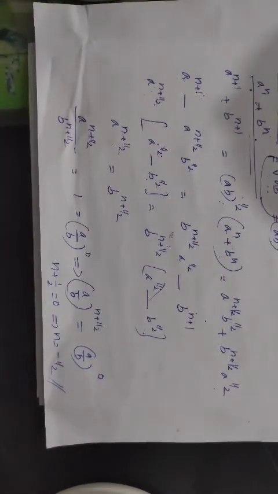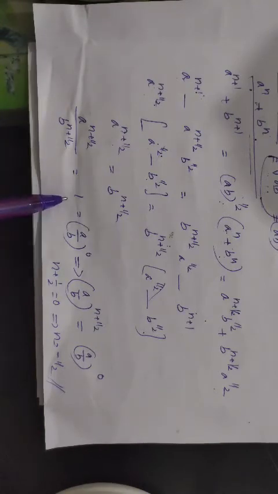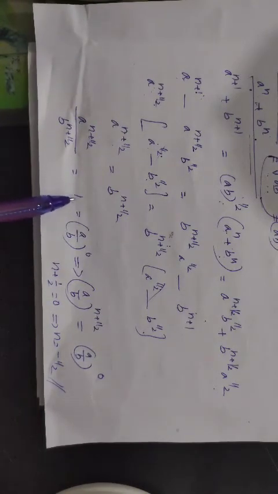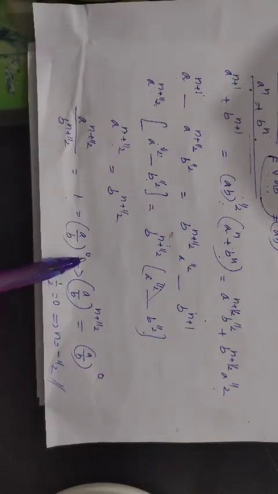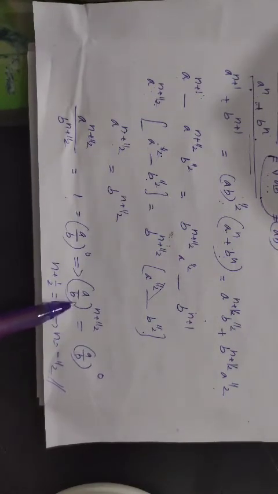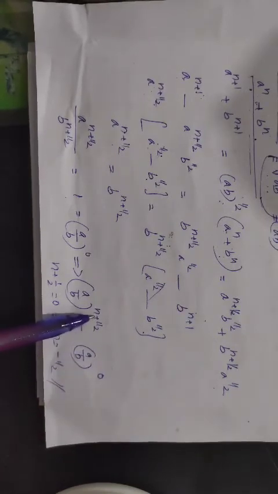If a equal to b, a minus b equal to 0 or a by b equal to 1. And here we are writing a raised to n plus half divided by b raised to n plus half, or (a by b) whole raised to n plus half, equal to 1. But the right side also we can write in terms of a by b. 1, any number 1, we can write (a by b) whole raised to 0. Here the bases are equal, we can equate the power. n plus 1 by 2 equal to 0. What is the value of n? n is equal to negative 1 by 2.